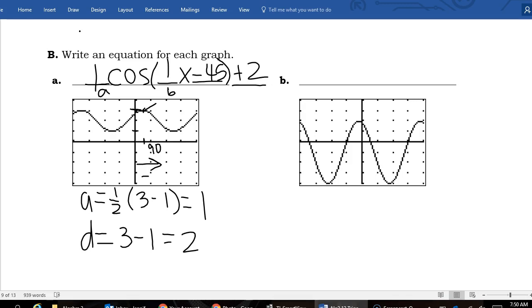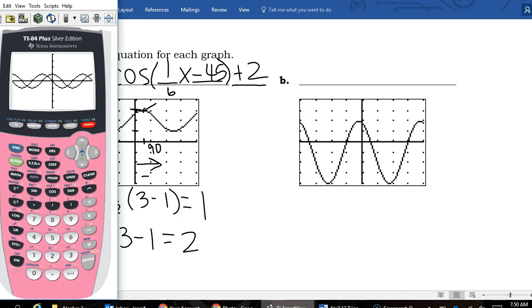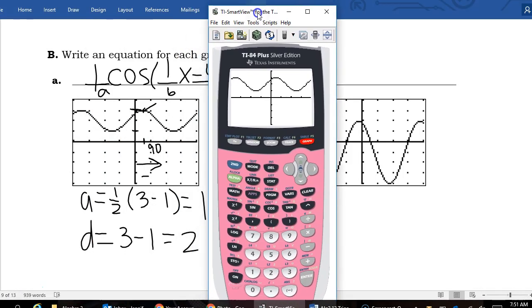Okay, let's check this. I am going to leave off the invisible 1. Cosine, leave off the invisible 1, x minus 45. And then I'm going to add 2 with my vertical shift. And hopefully that looks pretty much exactly the same as that one. Yeah, I think that looks really good.